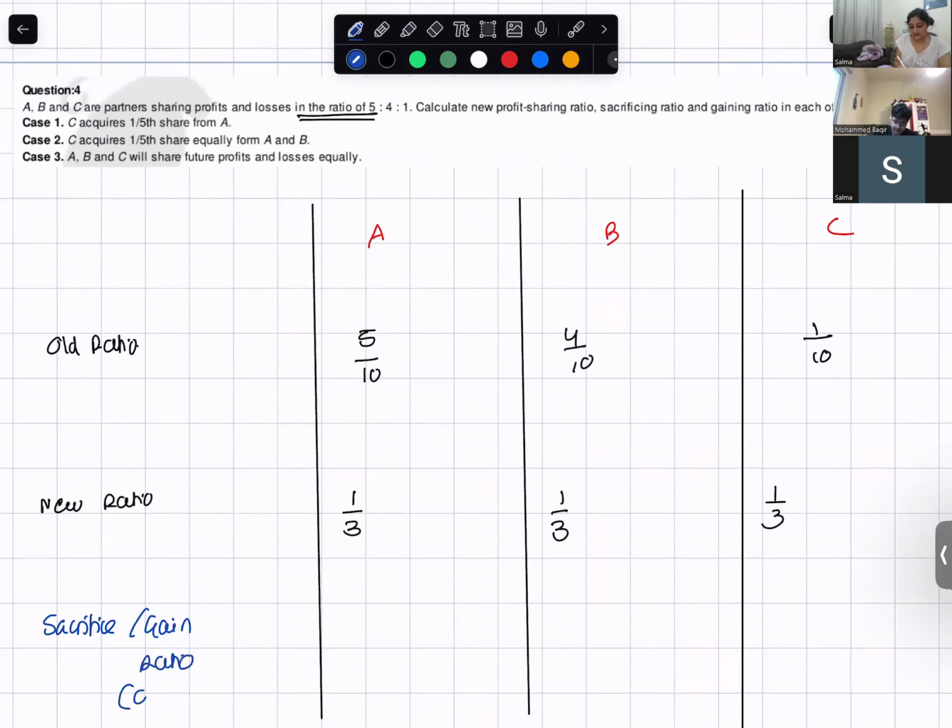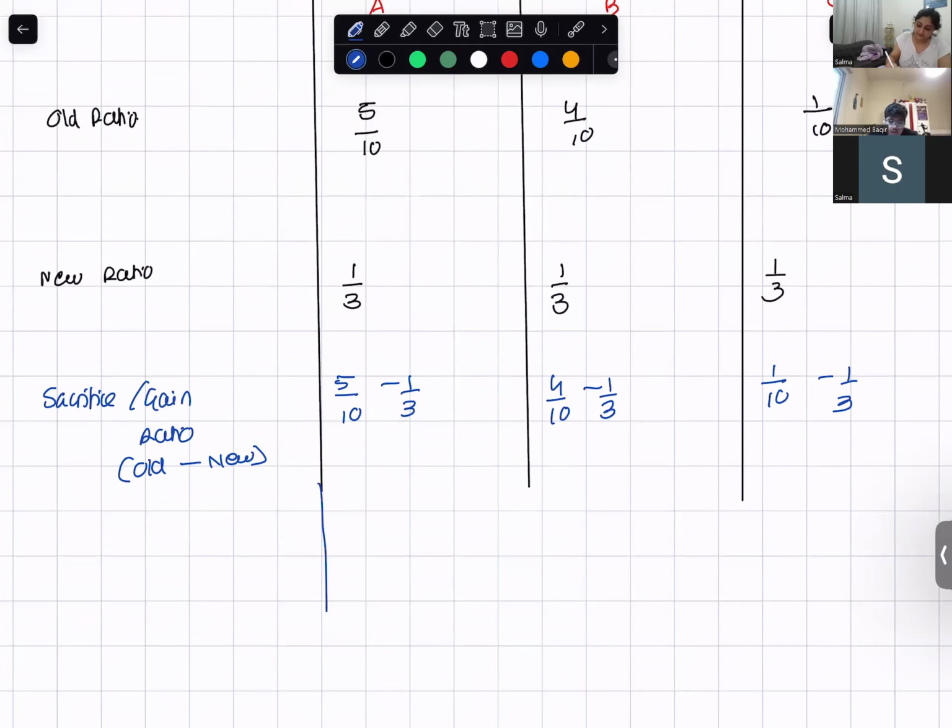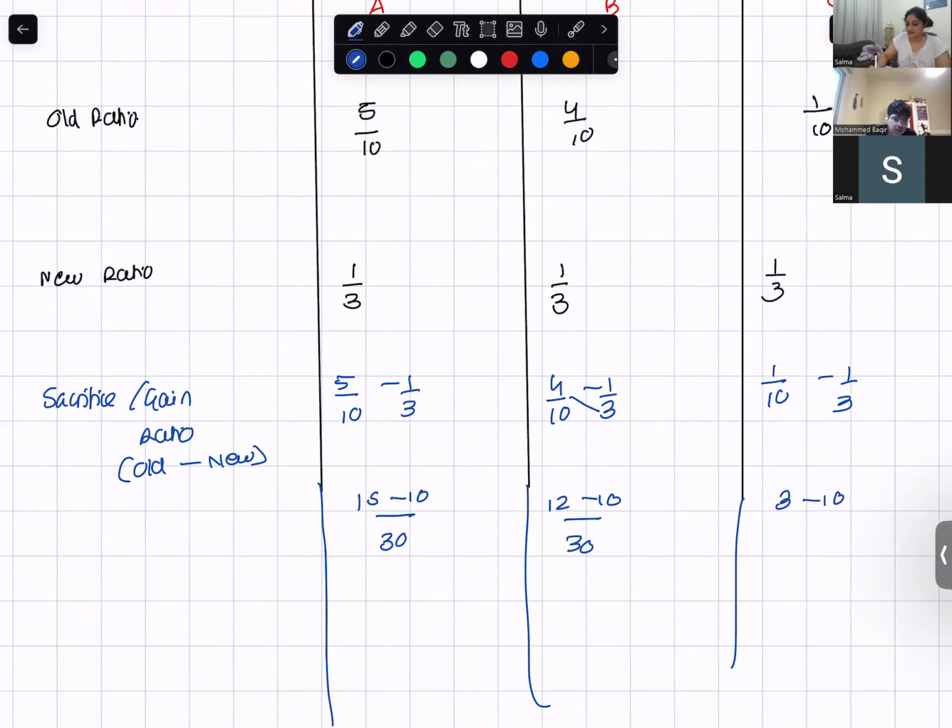How will you find that? 5 by 10 minus 1 by 3, then 4 by 10 minus 1 by 3 and 1 by 10 minus 1 by 3. Making cross multiply. So it will be 15 minus 10 by 30, 10 minus 10 by 30, 12 minus 10 by 30, 3 minus 10 by 30.